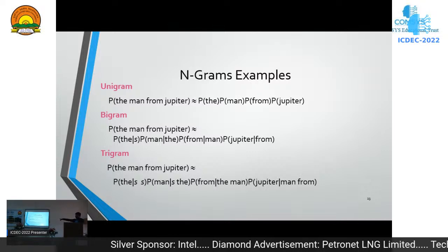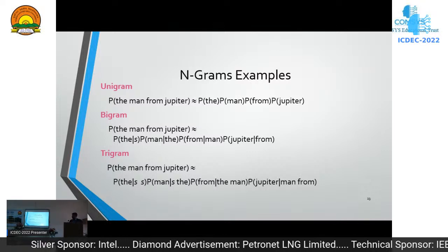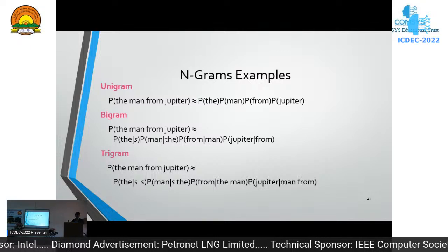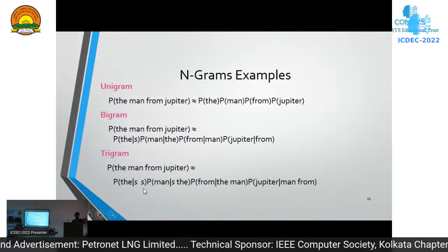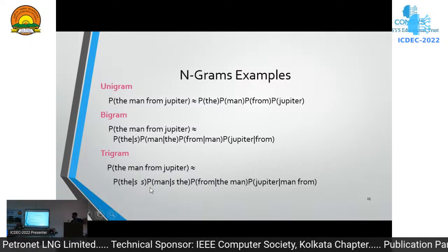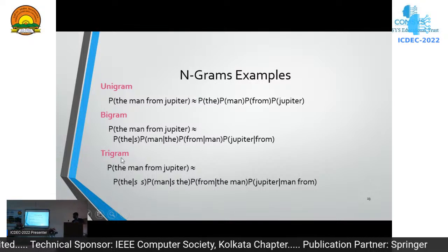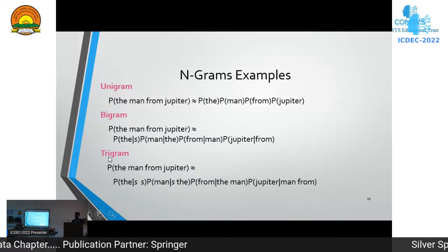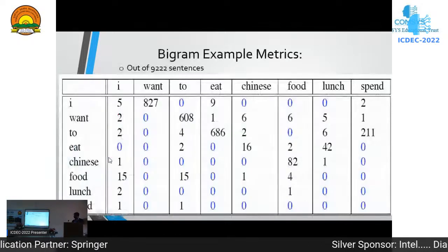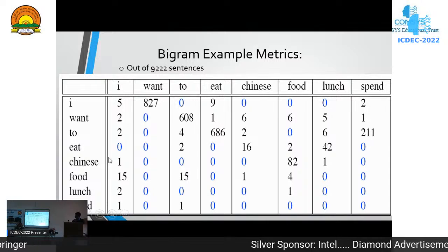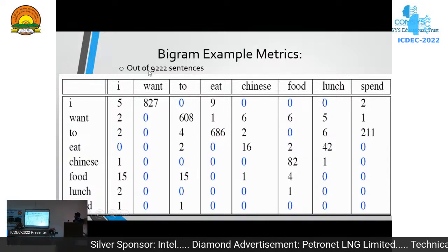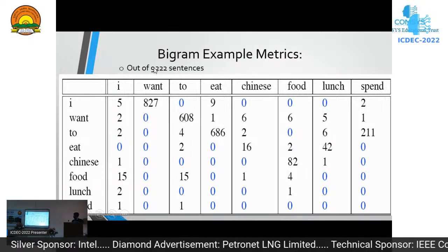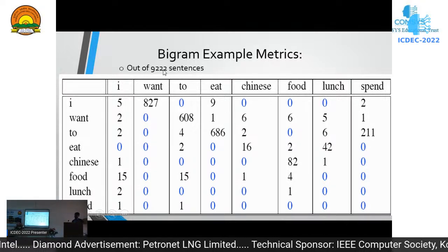Okay, if you go for the trigram also, we are considering three words at a time. In that case, the probability of getting more accurate becomes higher and higher if you increase the number of grams. So with the trigram, I'm considering three words at a time. The problem here is, this is another example, for a bigram. Say for example, I'm taking a corpus of 9,222 sentences.